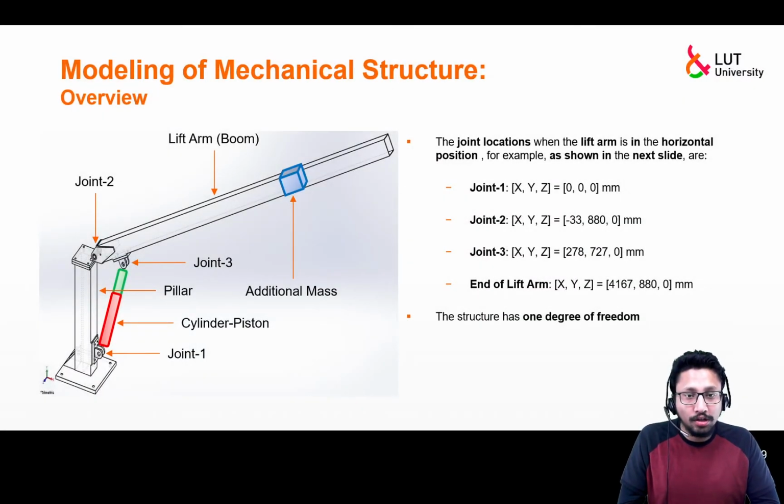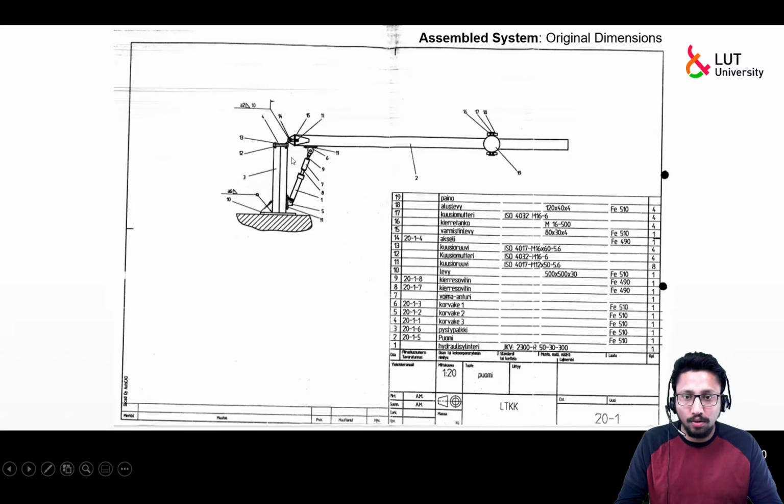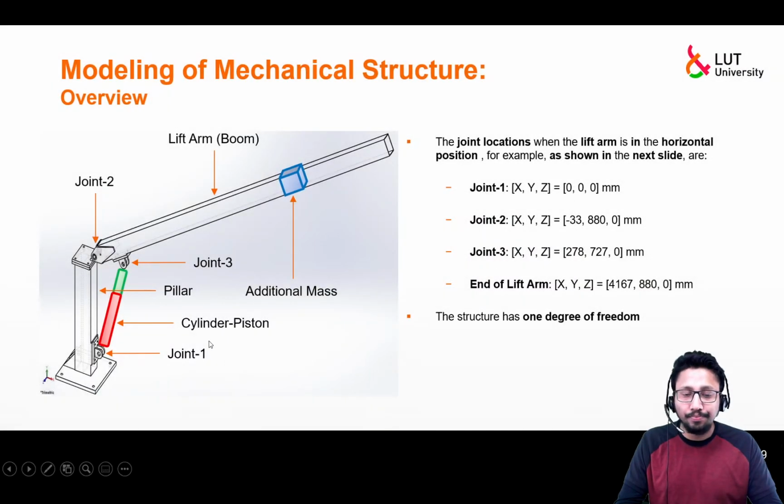About the joint location, if the lift arm is in the horizontal position like in this slide, so this is the pillar and this is the lift arm, then the locations of joints 1, 2 and 3 are given here. You need to be very careful with these joint locations, as well as the location of the end of the lift arm. So basically this point here will be this.